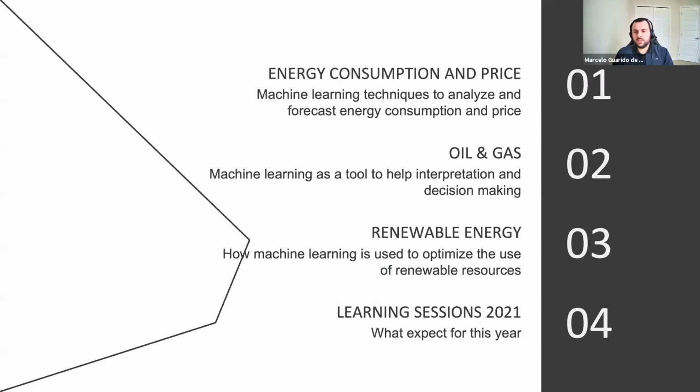So that's how the presentation is going to be divided today, in 4 parts. In the first one, you're going to see some examples of machine learning for energy consumption and price. Those are machine learning techniques to analyze and forecast energy consumption and price, among other applications. In the second one, we're going to talk about oil and gas, with a few examples of how machine learning is being used to help interpretation and decision-making in the oil and gas industry. And also in renewable energy, how machine learning is used to optimize the use of a renewable resource. So they are really related to weather forecasting.